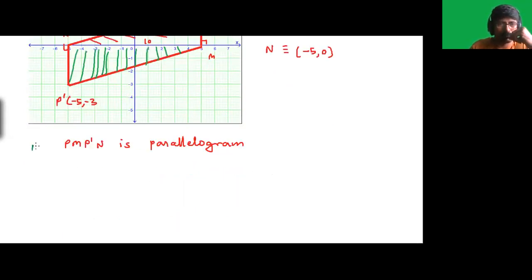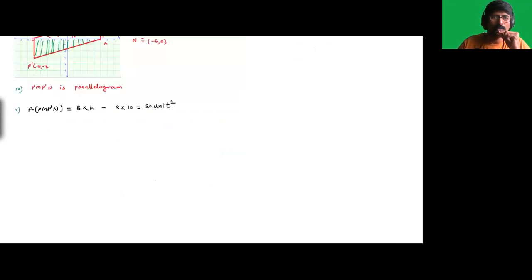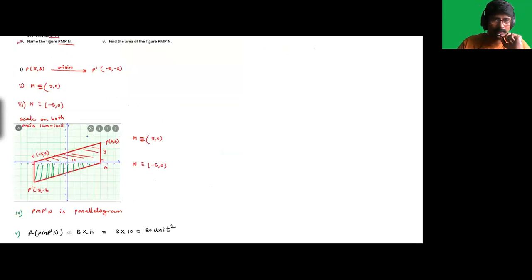So that was the fourth subpart, and the fifth subpart is area of PMP dash N, which is equals to base into height. So base is 3 and the height is 10. So the area is 30 unit square. Please keep writing the units so that you will get the full marks. I hope you are getting this. Isn't it perfectly done? So the whole sum is on one screenshot. Then pause the video here and copy paste quickly.